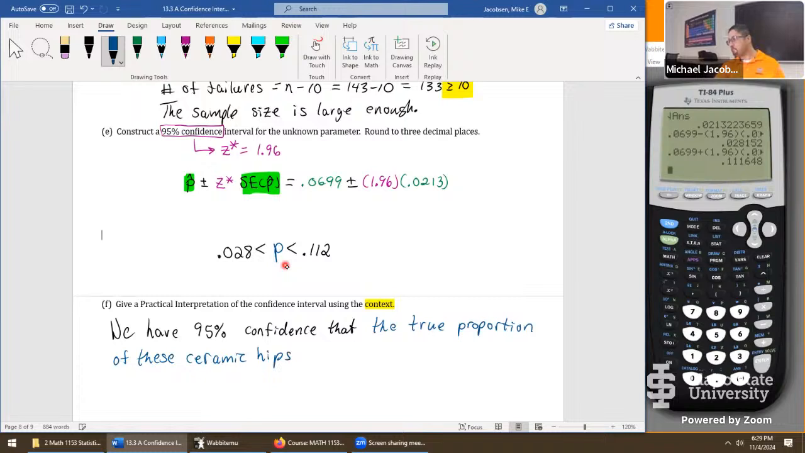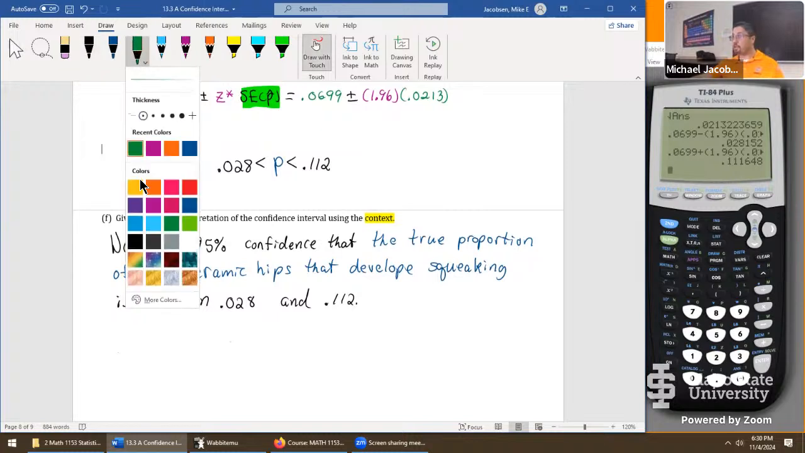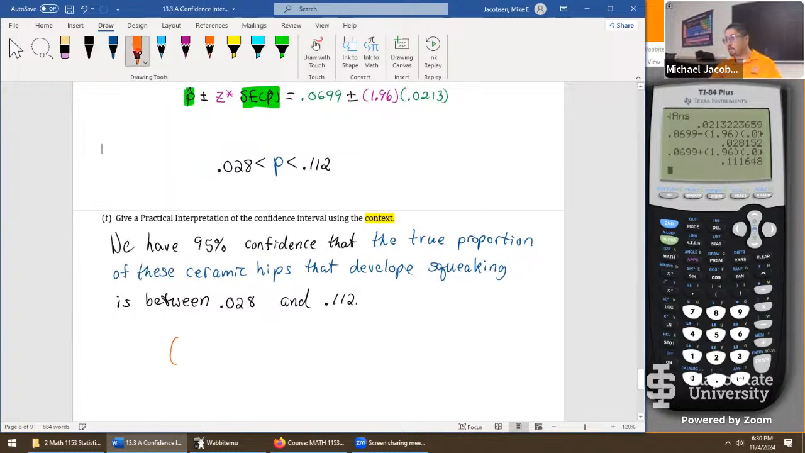that develop squeaking is between, again, I like percentages, but let's keep it as a proportion just to signify that's completely correct as well. It's between 0.028 and 0.112. If you like the percentages better, then you might have said, i.e., between 2.8% and 11.2%. Notice there is a pretty big width between this, and the implications are pretty major too.